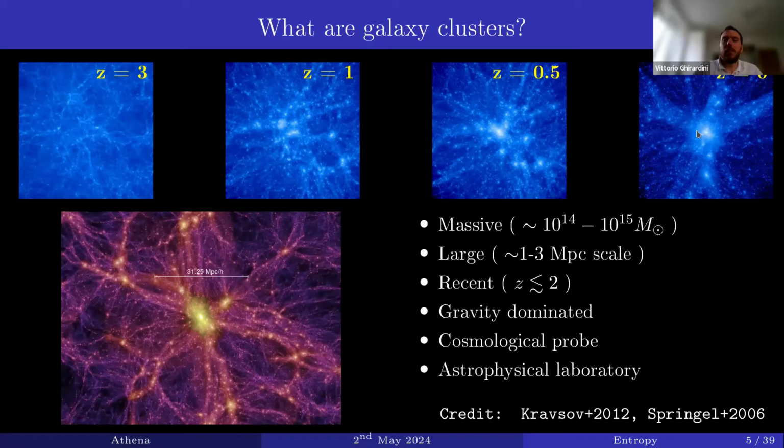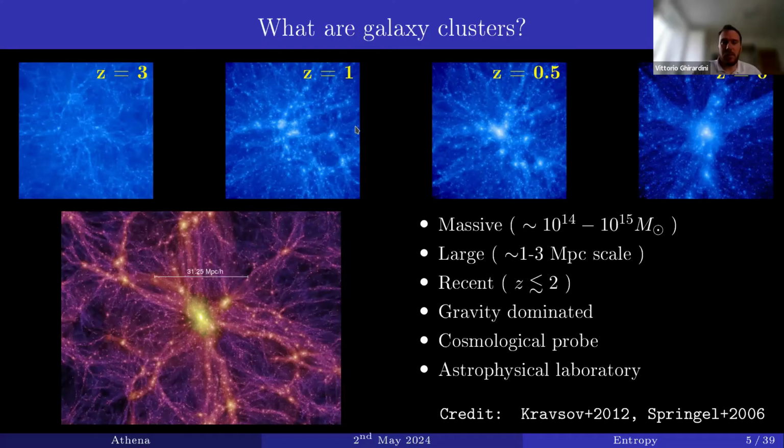And just to give some numbers regarding them for the general audience, galaxy clusters are generally among the most massive virialized structures in the universe. So they have 10 to the 14 to 10 to the 15 solar masses as a rough number. They are very large on the plane of the sky, I mean, physically they are very large, like 1 to 3 megaparsec. And also they are formed very recently.